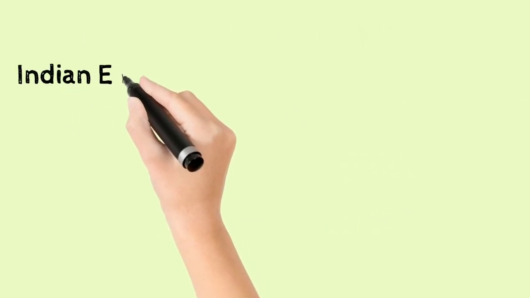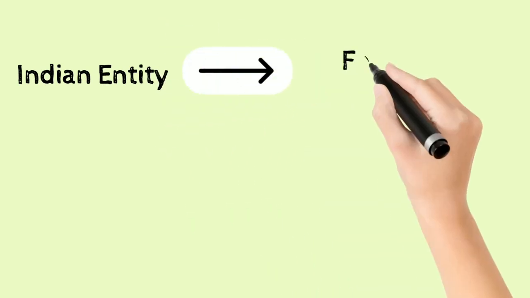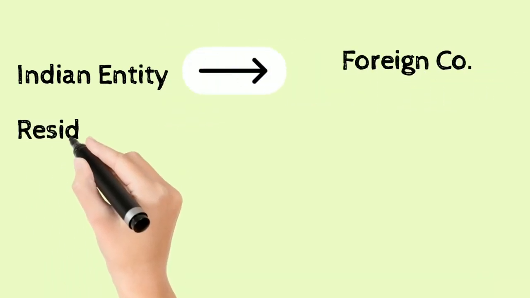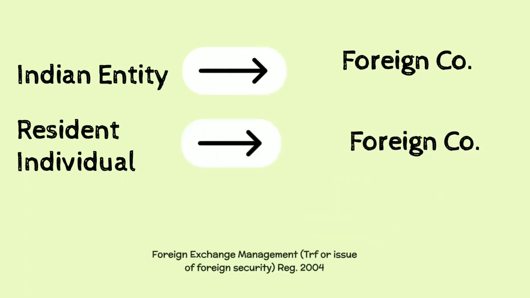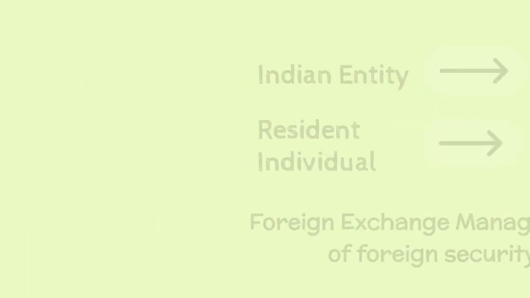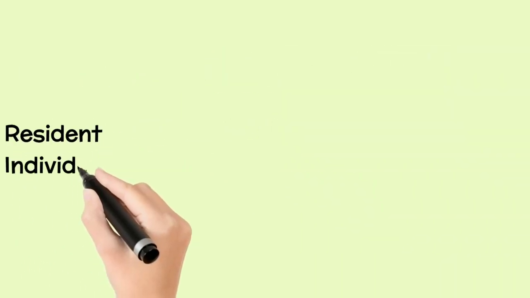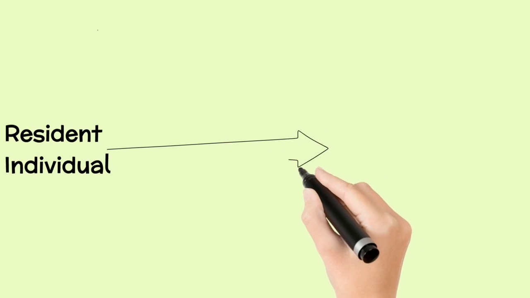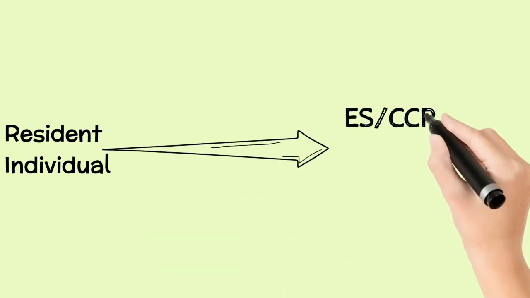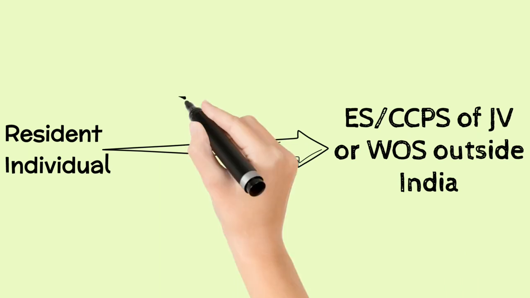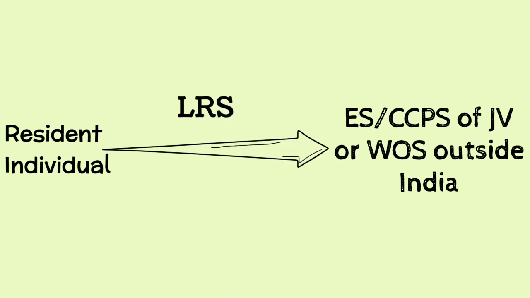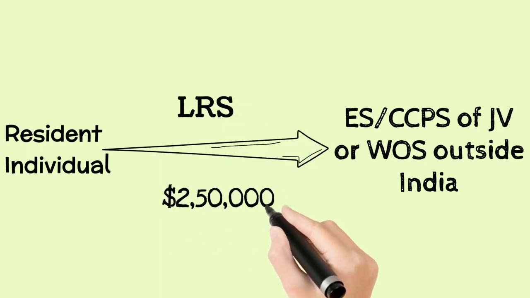RBI has issued a certain set of regulations to regulate the acquisition and transfer of foreign security by a person resident in India. That is, this regulation will cover both the investments made by Indian entities and the investments made by resident individuals. Let us first understand the regulation from the resident individual's point of view. It is given that the resident individual can invest in the equity shares or the compulsorily convertible preference shares of a wholly owned subsidiary or the joint venture outside India within the overall limit prescribed by RBI under the liberalized remittance scheme, which we know is $250,000.